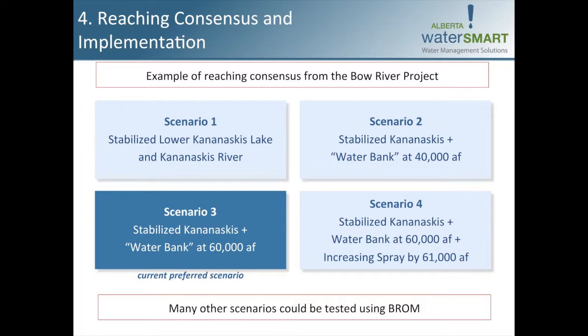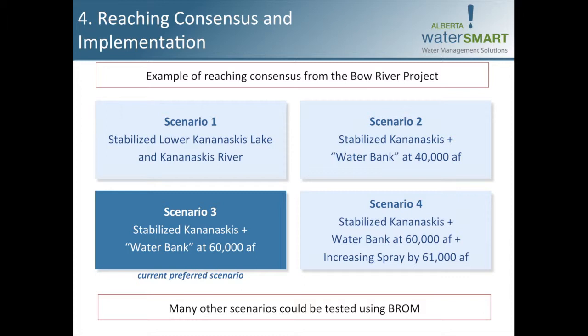So for the Bow project, there were actually 4 scenarios that the group finalized on, scenarios 1 through 4, with scenario 3 being the preferred scenario. So if we were actually going to change flows, this is probably how we would do it. Each of the scenarios consisted of a couple key points.